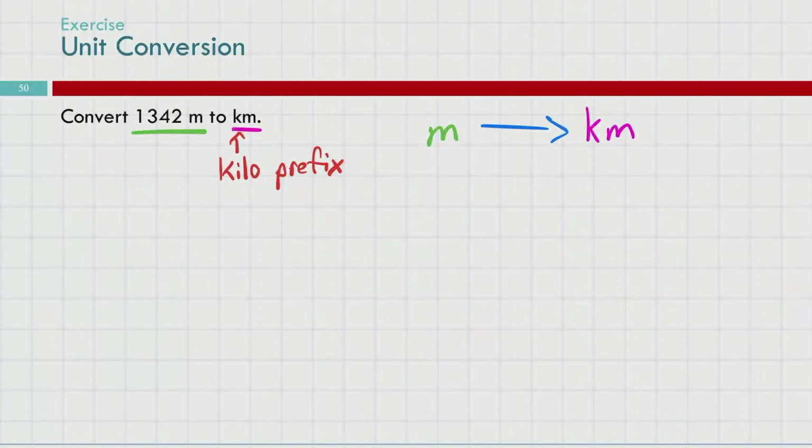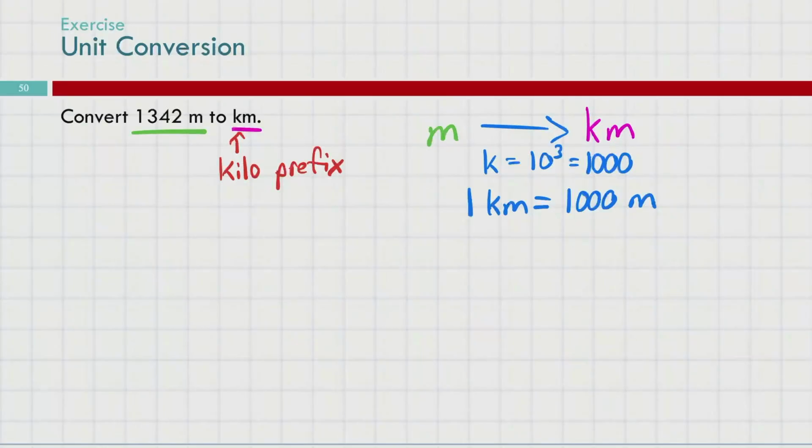We need to know, what does kilo mean? Does anyone know what kilo means? It's 1,000. Kilo equals 10 to the 3, which is the same as 1,000. So 1 km equals, if we swap in the 1,000 for the k, 1,000 meters. That would be our conversion factor.